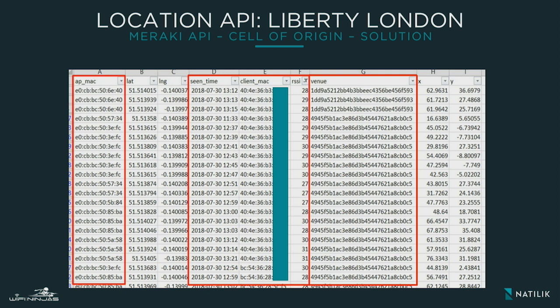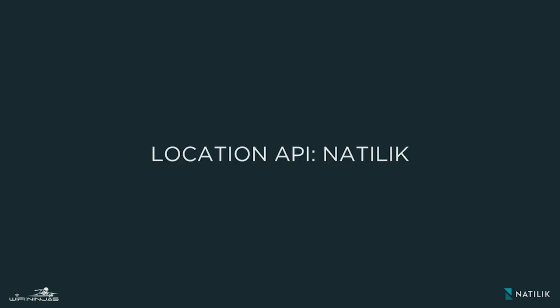And then this information was taken by Liberty software experts, software development team, and they made it look very pretty, and they visualized the zones that the users were taking, which is just a tip of the iceberg. Okay. So that was one example of the location API, and now we're going to cover the location API that we've leveraged at Natilic.